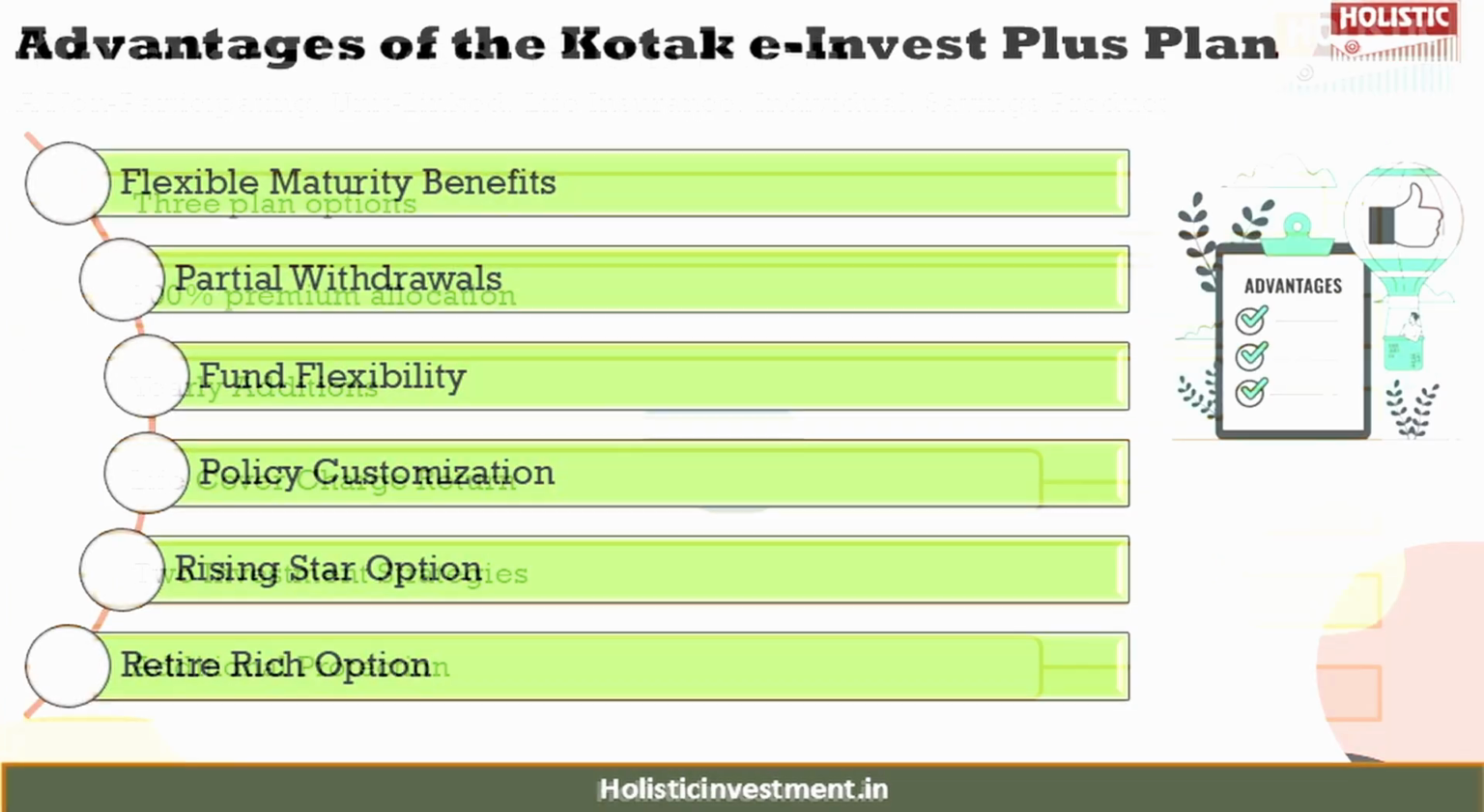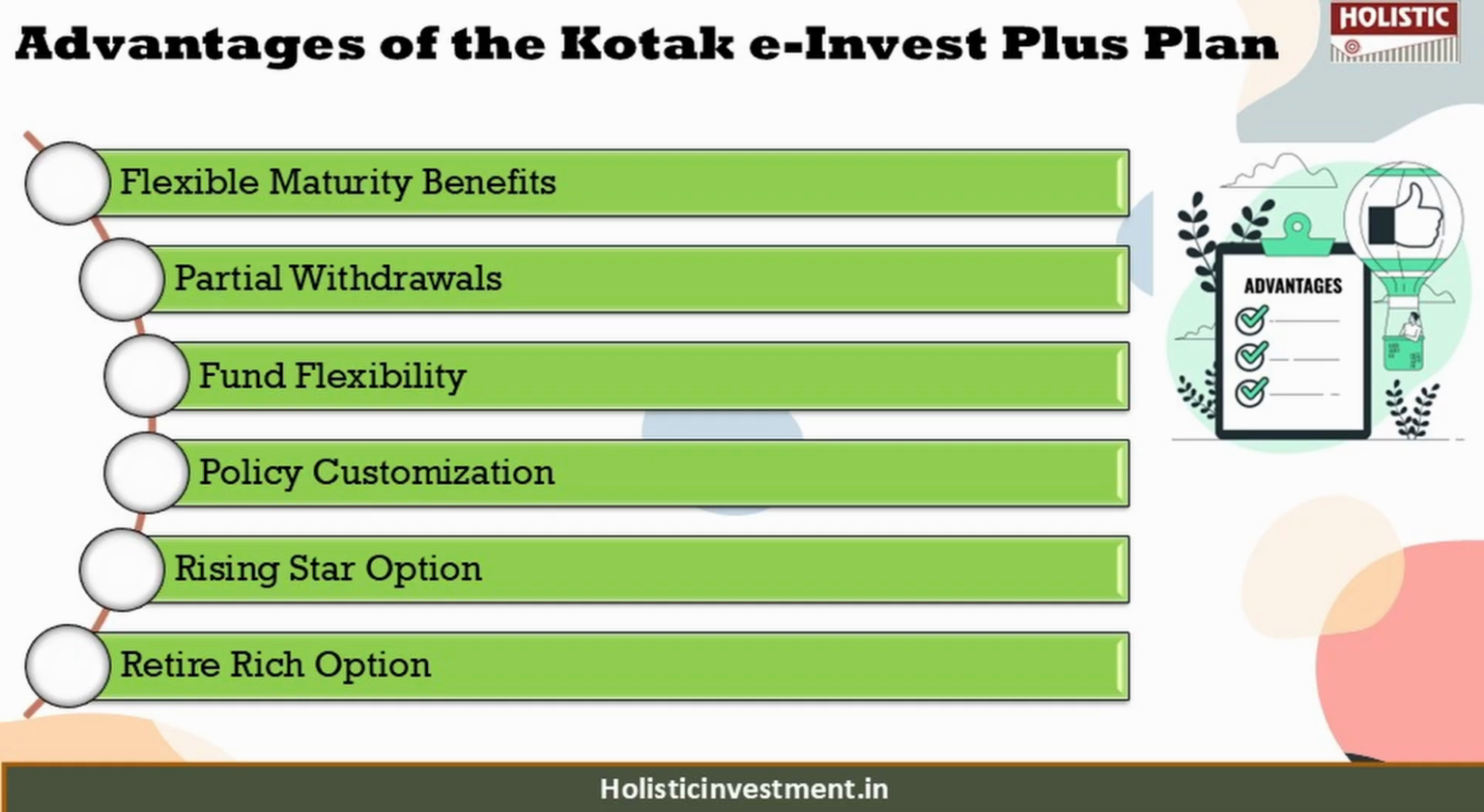Now let us look at the advantages of this policy. So there are flexible maturity benefits. At maturity, policyholders can choose to receive the proceeds either as a lump sum or in pre-decided periodic installments through the settlement option. And partial withdrawals are available from the 6th policy year onwards, offering liquidity when needed.